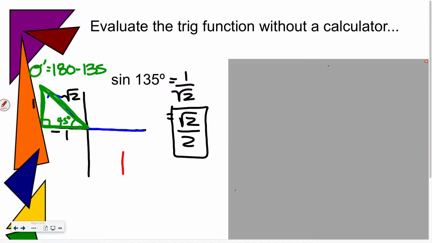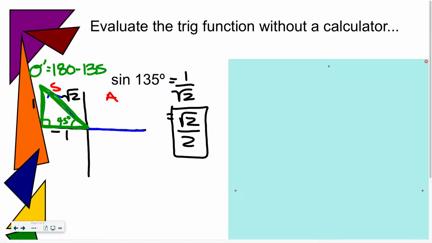Now, step 4, I guess I don't need to draw it when it's already drawn right here. Step 4 was check your sign. Well, that's all students. In quadrant 2, sine is supposed to be positive. Is your ratio positive? Yes. Yes, you got it right.